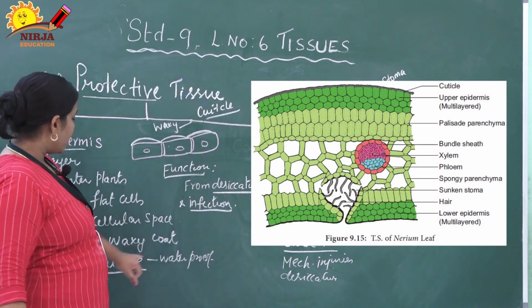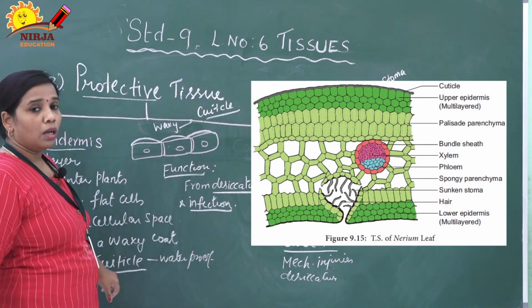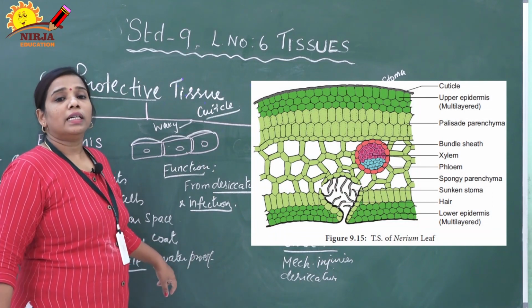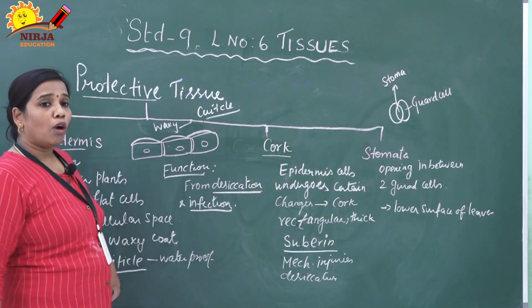So it is covered by a waxy coat called a cuticle. It acts as a waterproof layer. It will not allow the water inside.